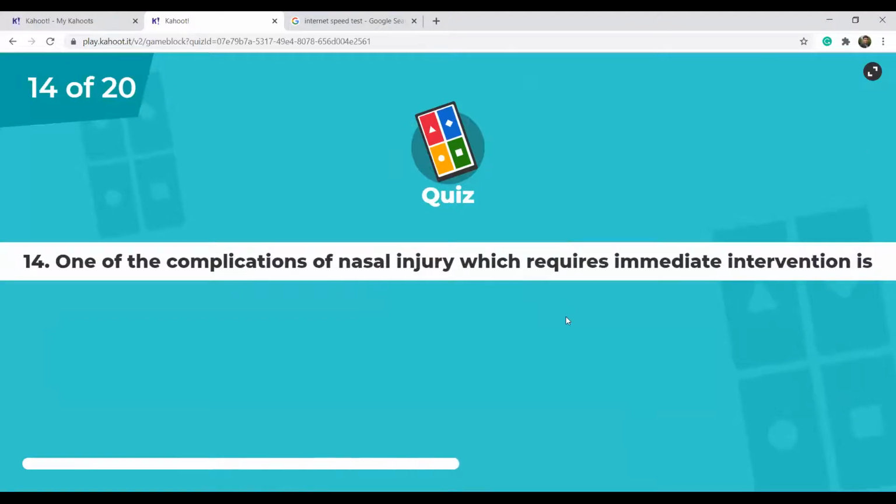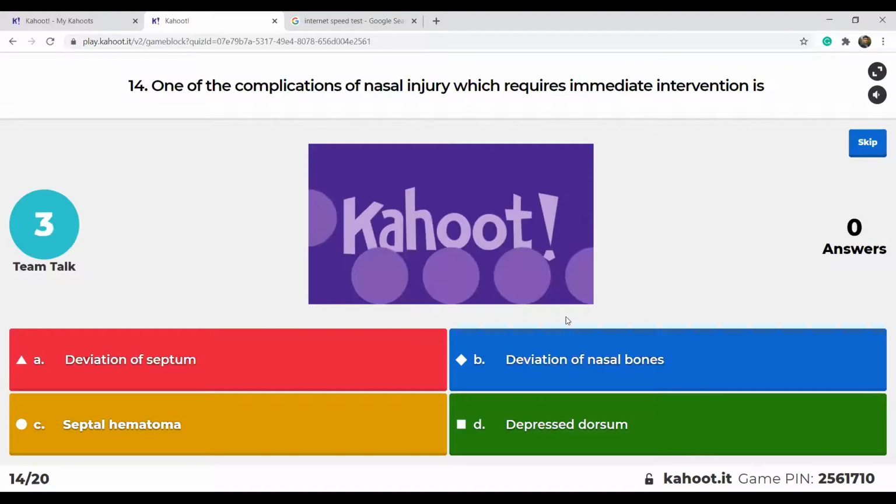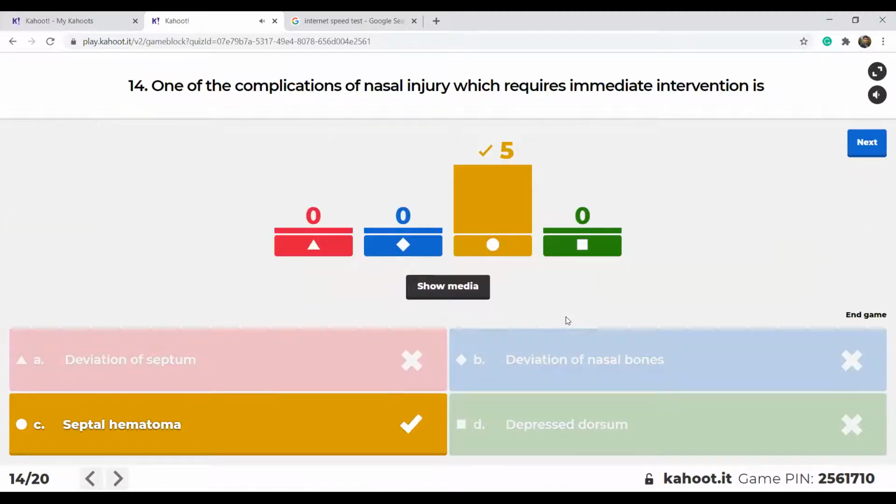Other teams. One of the complications of nasal injury which requires immediate intervention. Now you have to be really fast with this. Deviation of septum, deviation of nasal bones, septal hematoma, or depressed dorsum. Easy one. Okay, good. Yes, septal hematoma is an emergency. When neglected, it can result in cartilage necrosis leading to saddle nose deformity.